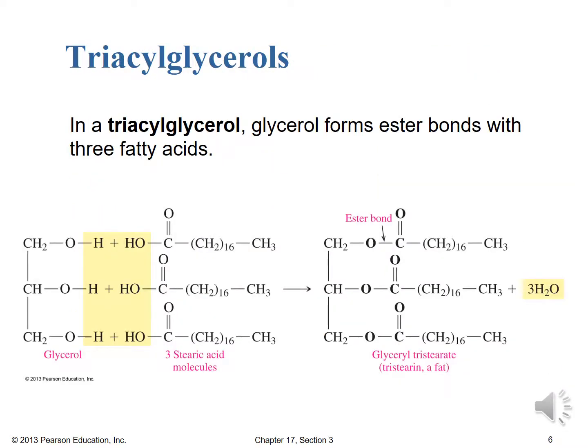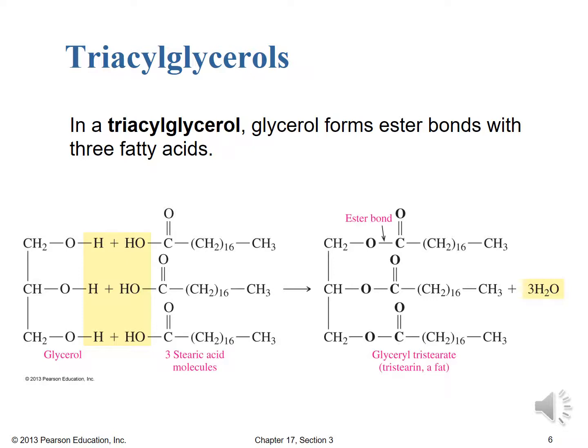All right, and here we see that the triacylglycerol forms. We have the glycerol itself, which is a 3-carbon triol, an alcohol, an OH group on each of the carbons. And then we have 3 fatty acids. In this case, they're all the same. They're 3 stearic acid molecules. They don't have to be all the same, but for simplicity, we had them all the same for this case.